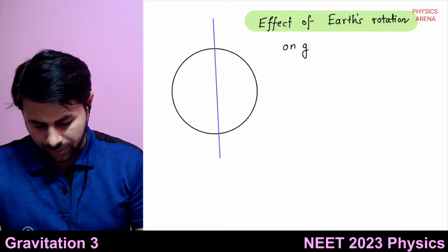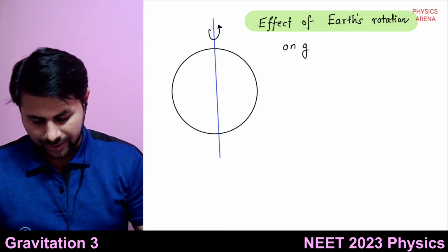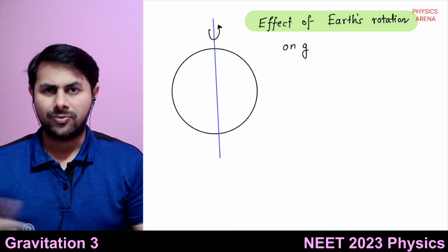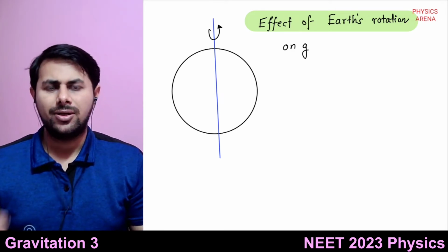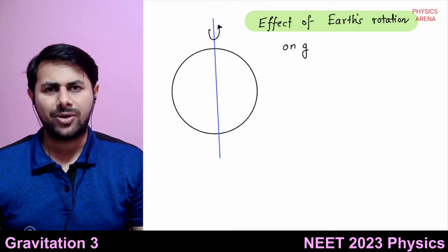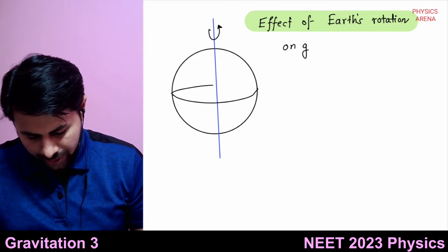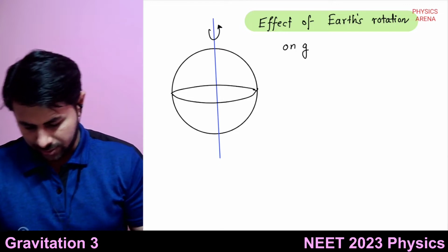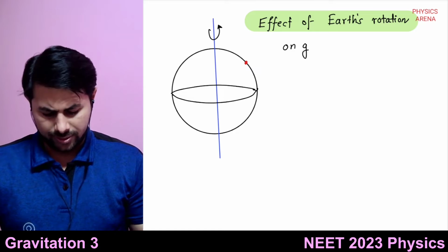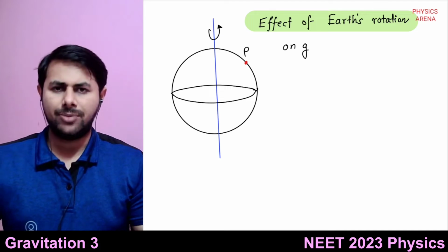We know that Earth rotates about an axis which passes through its north and south poles. Because of the rotation of Earth, every point on Earth will perform circular motion. Let us suppose this is the equatorial plane. If we consider a particle at some location, let's call it point P.